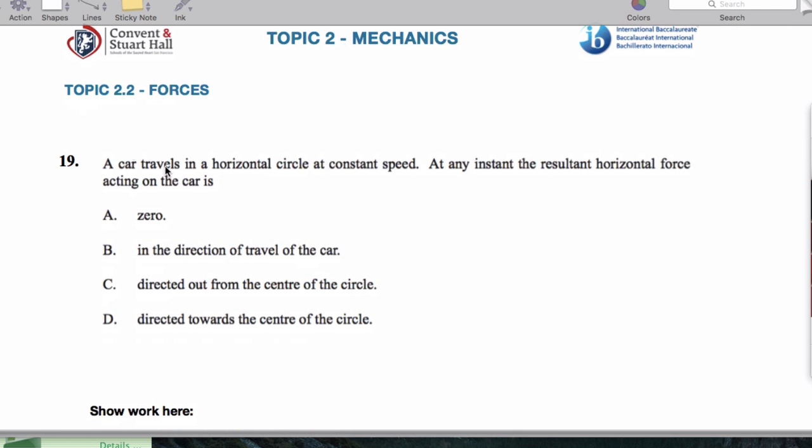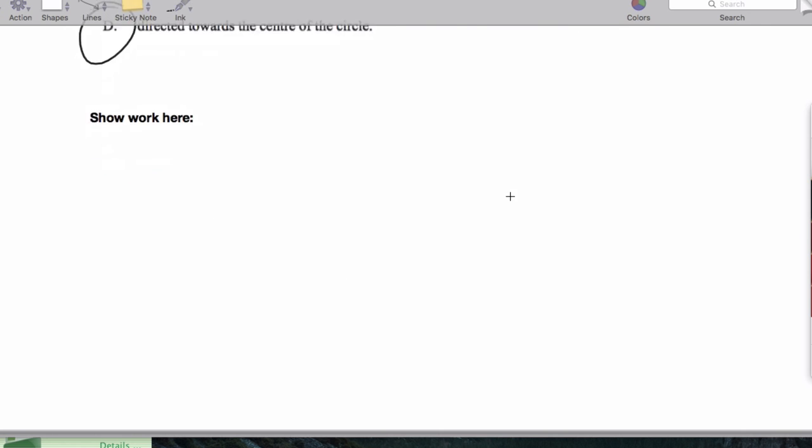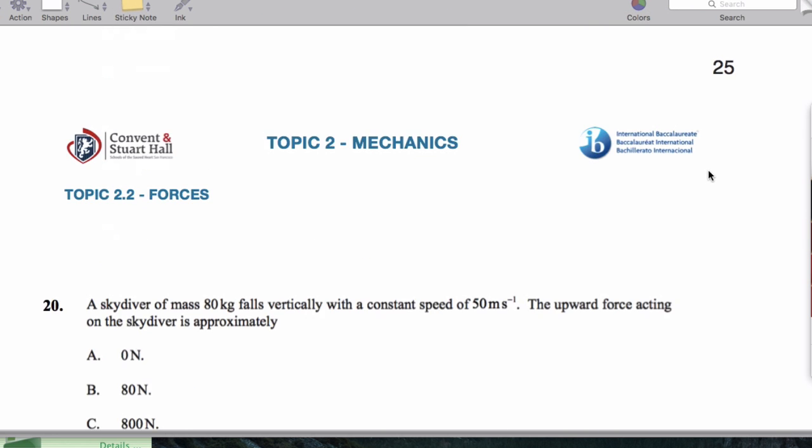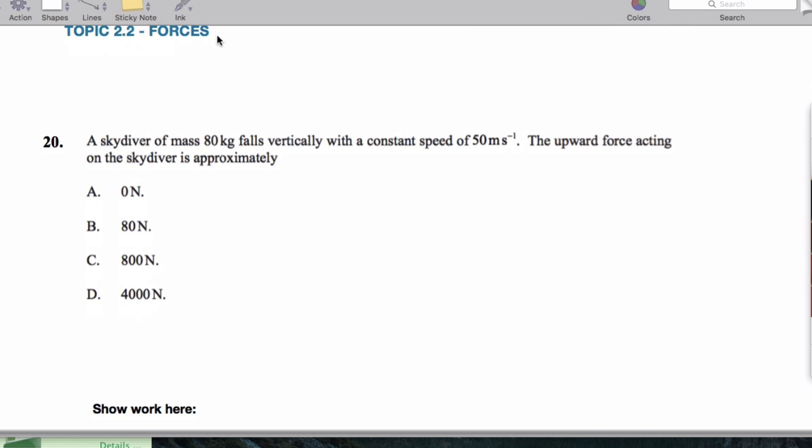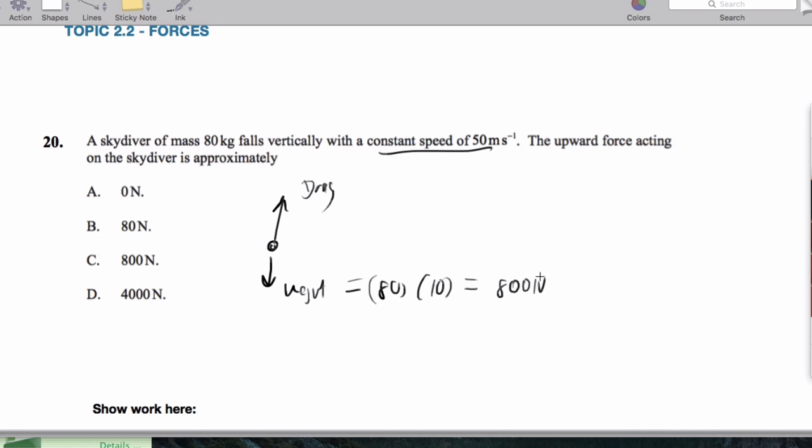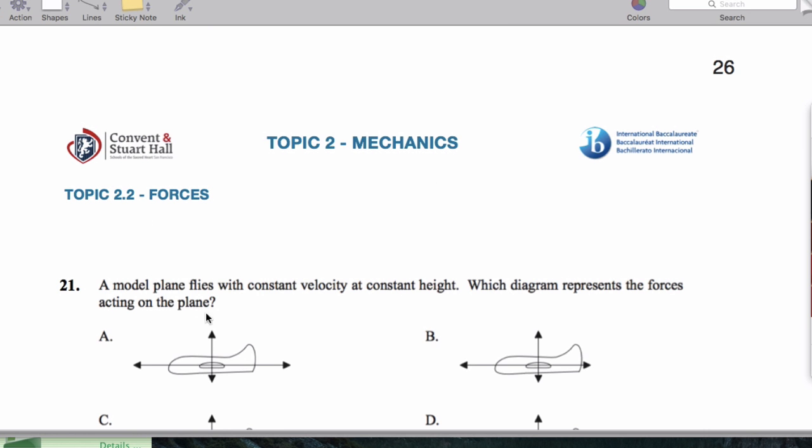Number 19. If we've got a car going in a circle, the force is always directed towards the center of the circle. That was a big key one that we talked about. And then for number 20, we have a diver falling at constant speed. So check this out. We've got a drag force going up. We have the weight force going down. Let's be clear. So the weight is going to be 80 times about 10, which is going to be about 800 newtons. So that means the drag force has to balance it, and it is also 800 newtons.